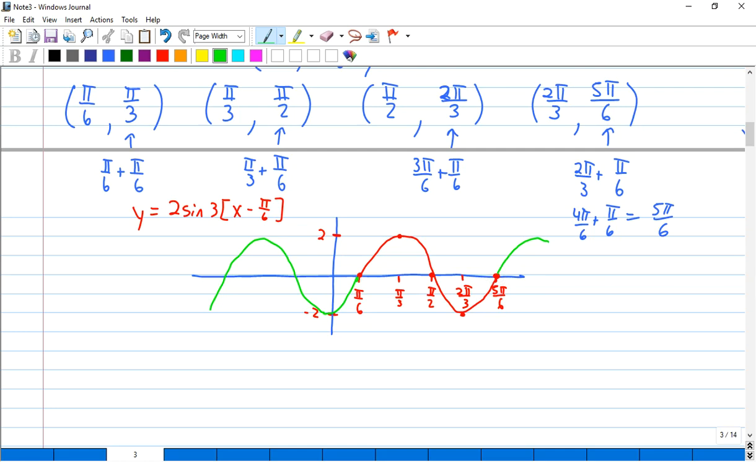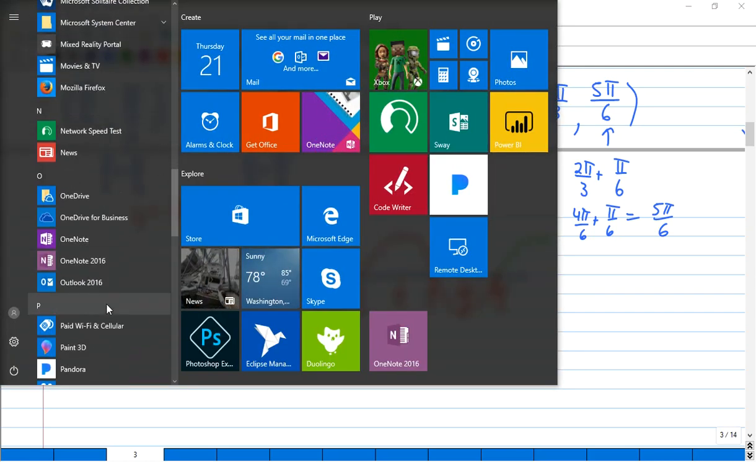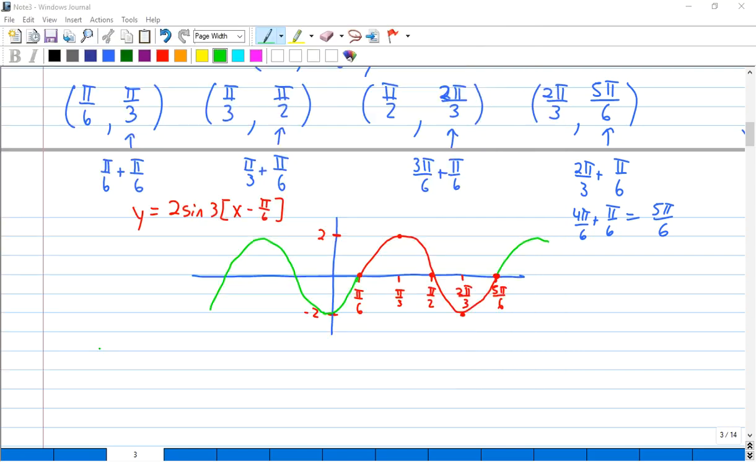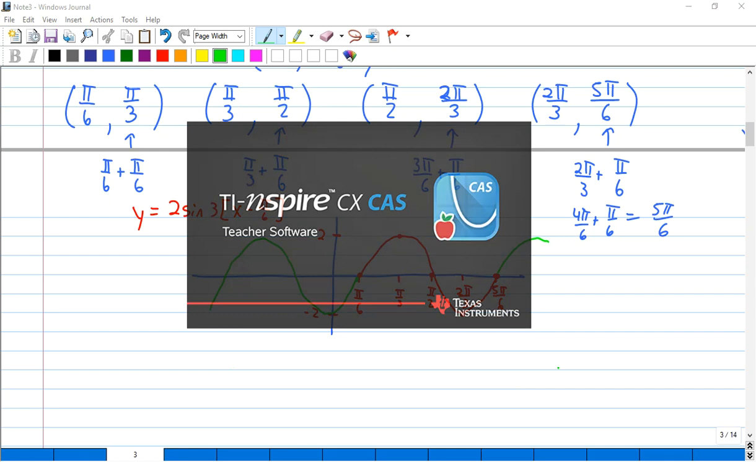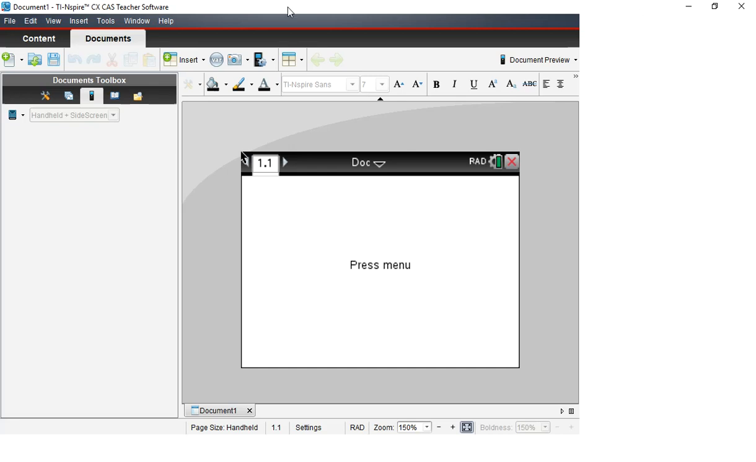Now, if you do this in a calculator, it's not just going to graph that little piece. It's going to graph whatever it would normally graph over and over and over. Let me show you what I'm talking about. So I'm going to type in the graph without factoring out the omega and show you that it is the same thing.